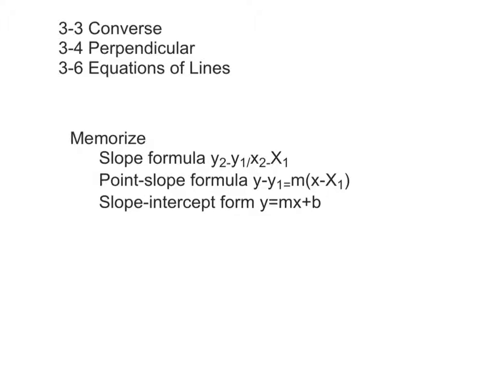The formulas you should memorize are slope formula, y sub 2 minus y sub 1 over x sub 2 minus x sub 1. Point slope formula, y minus y1 equals m parentheses x minus x1. And slope intercept form, y equals mx plus b.